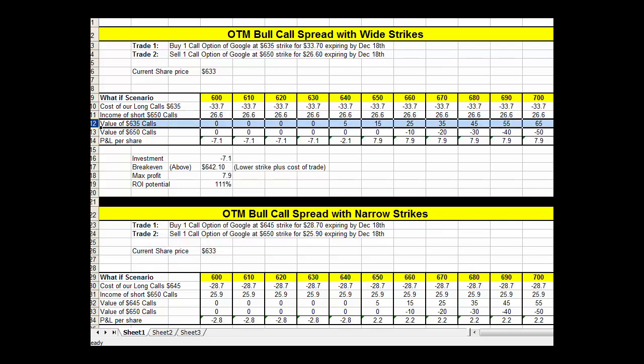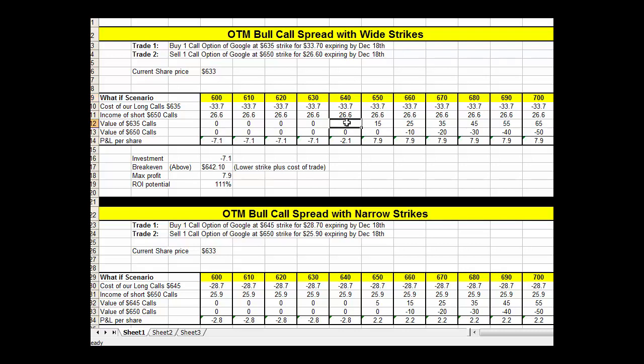Now we've got to imagine we're at the 18th of December, and the share price of Google is at $600. So what is the value of the $635 calls? The answer is 0. There's no in the money or real value left in those call options. If you think about it logically, if the share price of Google is trading at 600 on the 18th of December and somebody has the right to buy the shares at 635, why in their right mind would they do it, buying at 635 when they can go into the market and buy it at 600? So there's no value left in these call options, and that's true for every case right up to 640 here.